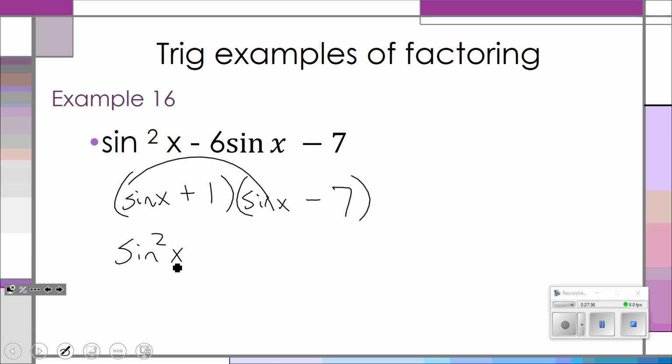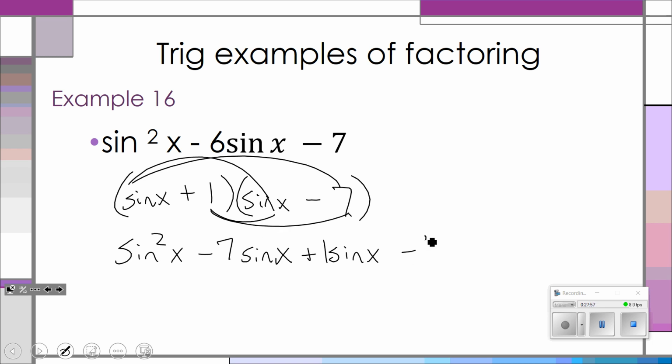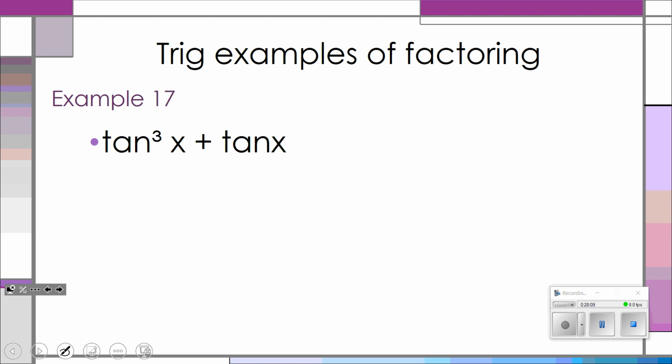There's two of them, sine squared of x, okay? What's sine of x times negative 7? Negative 7 sine of x. What's 1 times the sine of x? Plus 1 sine of x, or you can put a 1 there if that helps you. And then 1 times negative 7 is negative 7, and these are like terms, so you can add them together and get negative 6 sine of x in the middle. Not so hard, okay? All right, I promised that was the last one, but this is the last one, I promise.